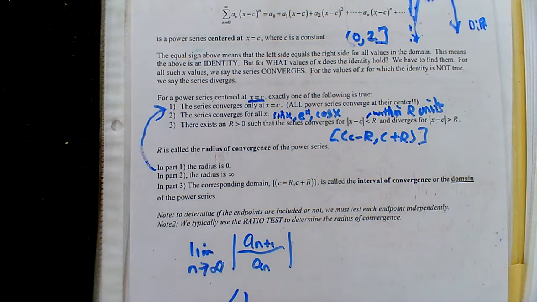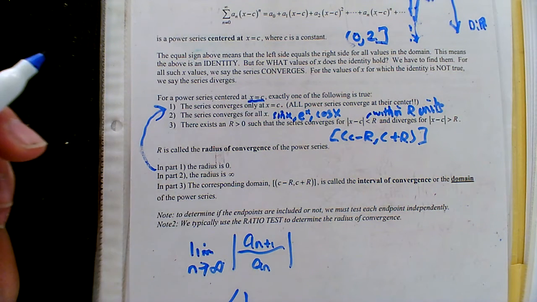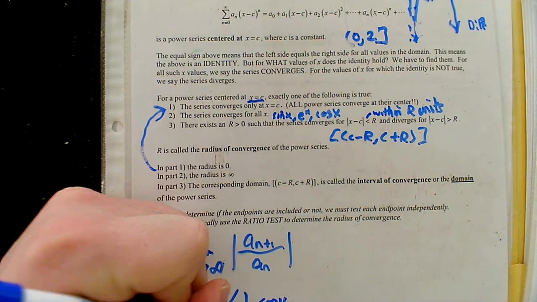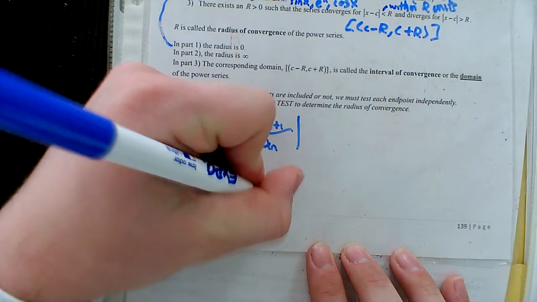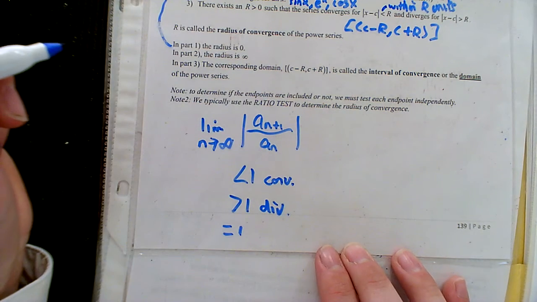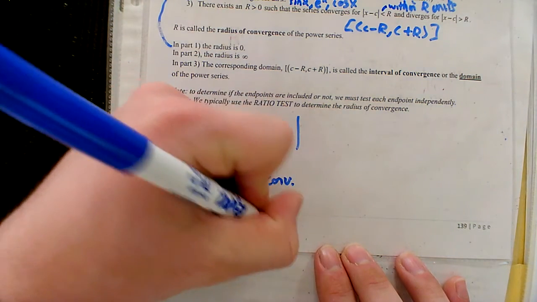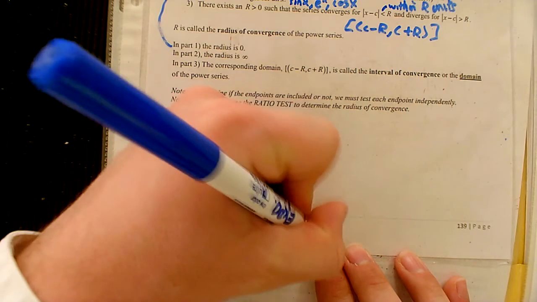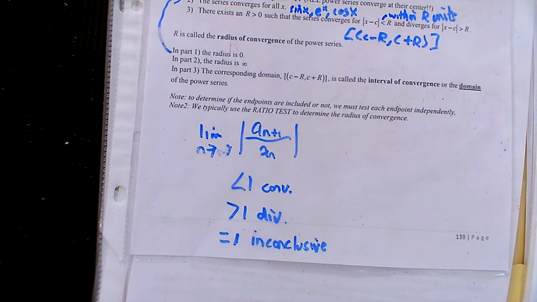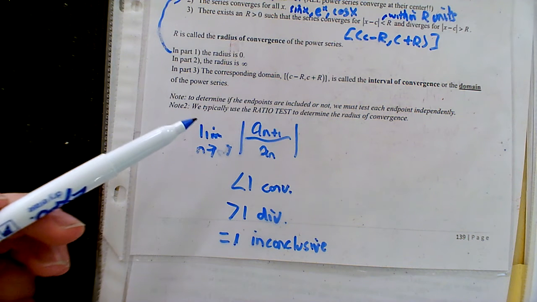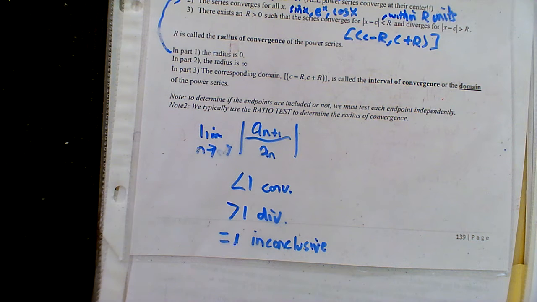If it is less than 1, what's your conclusion? Converge. Greater than 1, and equal to 1? Inconclusive. So less than 1 converges, greater than 1 diverges, equal to 1 is inconclusive. This is the one that they're telling you is used most often with these types of problems. It's not saying that we're not going to use other ones, but this one is most often used.